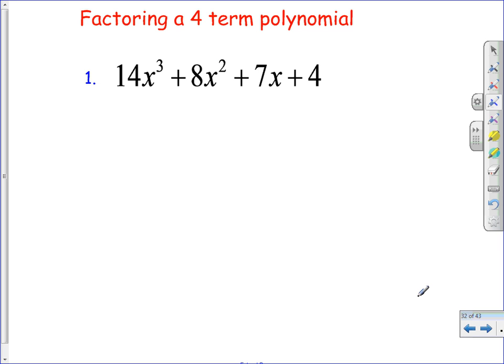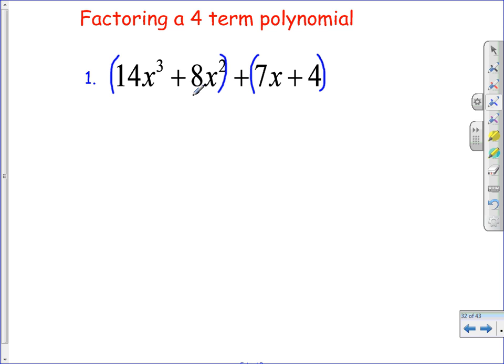Factoring a four-term polynomial. 14x to the third plus 8x squared plus 7x plus 4. So we're going to factor by grouping. We're going to group the first two terms together and the last two terms together.